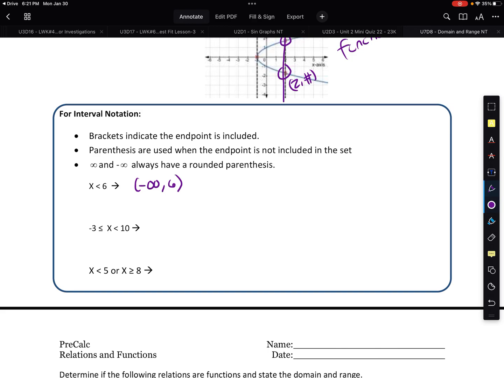X is between -3 and 10, including -3. Bracket, -3, comma 10, parenthesis. Every value between those two numbers, not including 10. All right? -infinity to 5. Union, instead of writing or, we could write a union, and this would be 8 to infinity. So when I write this out, I tend to write smallest number to largest number. It's not mathematically wrong if you wrote it backwards. It's still the same thing, but I keep my answers consistent.